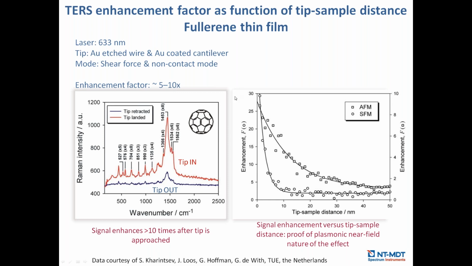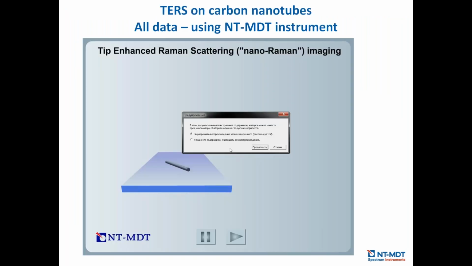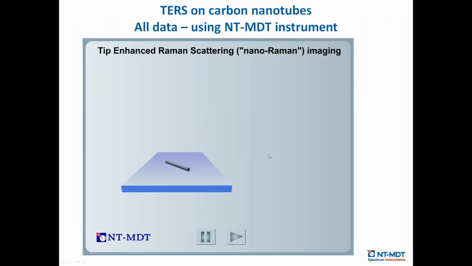Another graph shows us the dependence of enhancement versus the tip-sample distance. We can see that the tip should stay very close to the surface to produce reasonable enhancement. About 10 to 20 nanometers away from the surface, the enhancement decreases significantly. And here we can see a simulation of the TERS procedure.